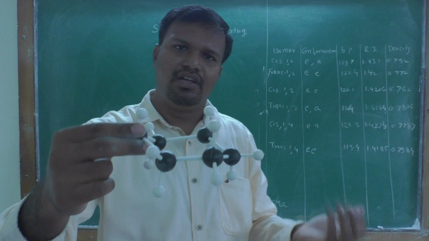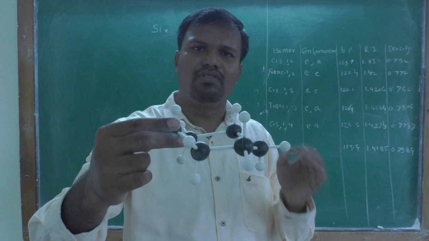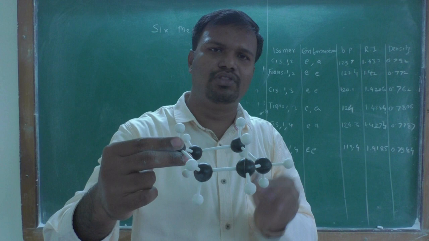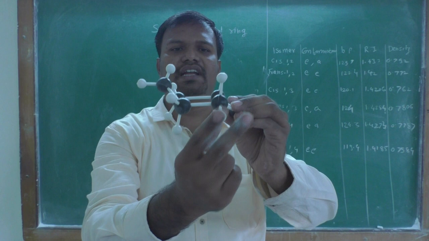Therefore, an angle that diverts from the normal sp3 carbon angle will be unstable. The minimum angle for stability of sp3 carbon is 109.28 minutes. Cyclohexane, according to the scientists, was discovered to be very stable in the chair form.